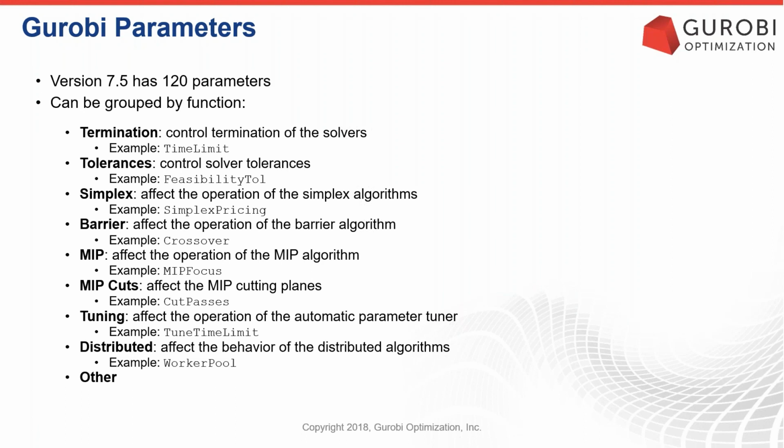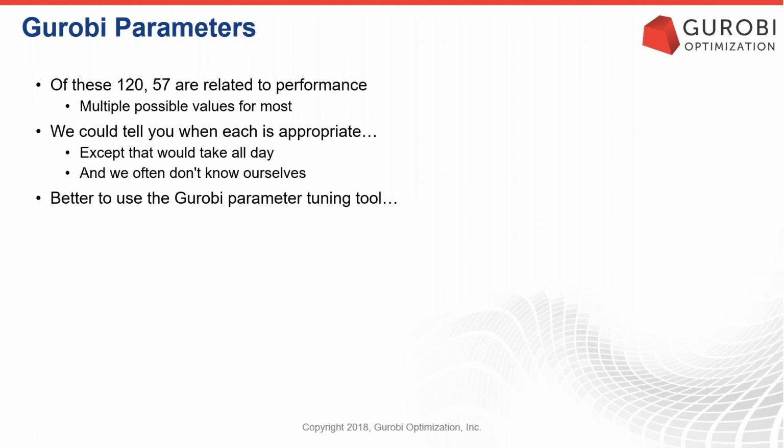So, okay, we have 120 parameters. Not all of them are related to performance, but with 7.5, it's roughly 57 that are related to performance. And most of these parameters have multiple different values. So you can send your model, we can take a look, and we could probably tell you which parameters work best, but it takes a lot of time. So the parameter space itself is huge. And sometimes we also need to try.